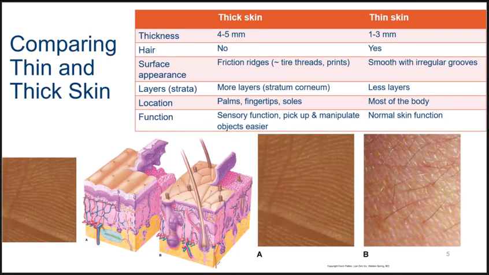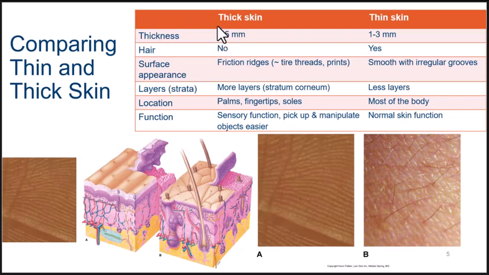We can classify skin as being thick or thin. Most of the body surface is covered by thin skin, but the hairless skin that covers the palms of your hands and your fingertips and the soles of your feet are classified as thick skin. It's thicker in particular because these areas are subject to more friction, but we'll talk about a couple of other reasons as well. So this slide is going to compare thick and thin skin. We'll just go through this.